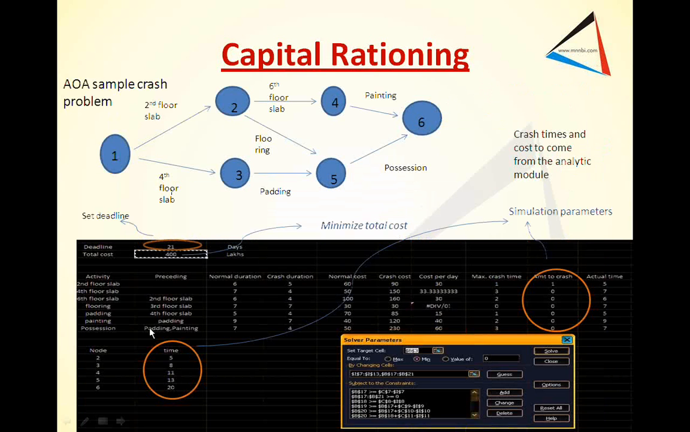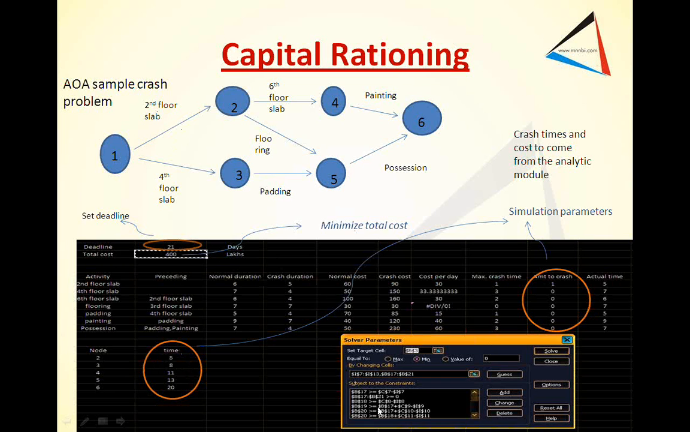Right. Now what happens is, this is a typical case of capital rationing. So suppose this is my activity crashing program. So I have got a second floor slab, the sixth floor slab. These activities can be done and milestones can be done in parallel. I have to meet the deadline of 21 days. I have to minimize this cost, and which activity to how much to crash is the question. So by this you come down to the required time frame while reducing the cost.